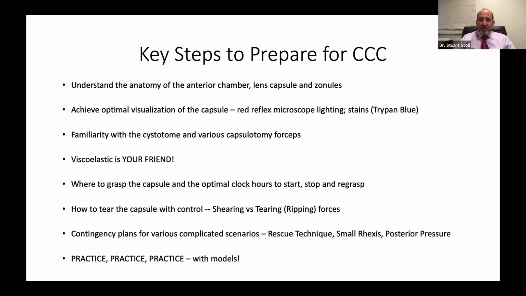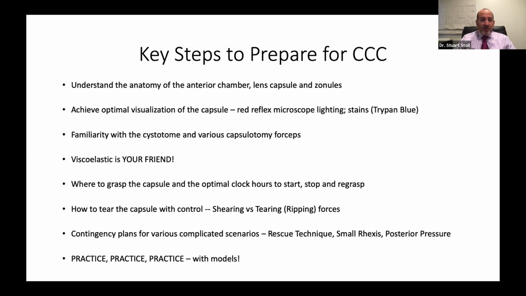Understand that a lot of scopes have a red reflex lighting system that enhances the red reflex. Or if you can't get a good red reflex for whatever reason, you need to be able to use a capsule stain like trypan blue.